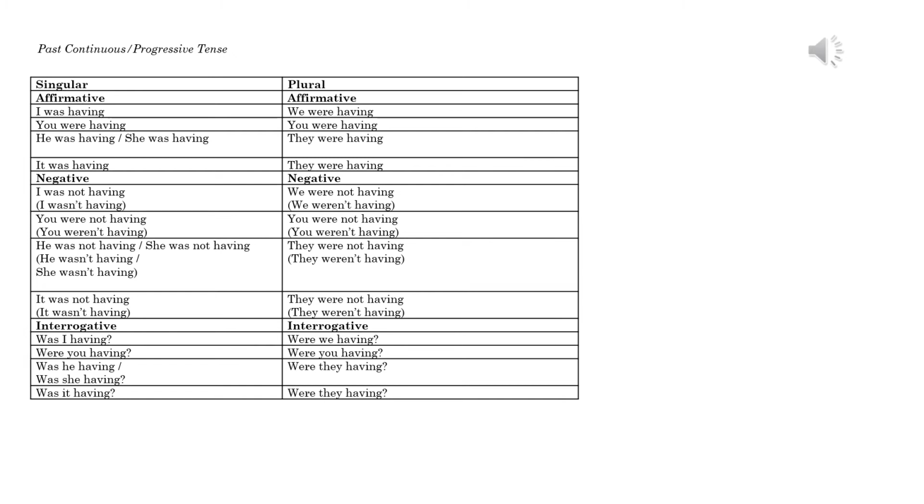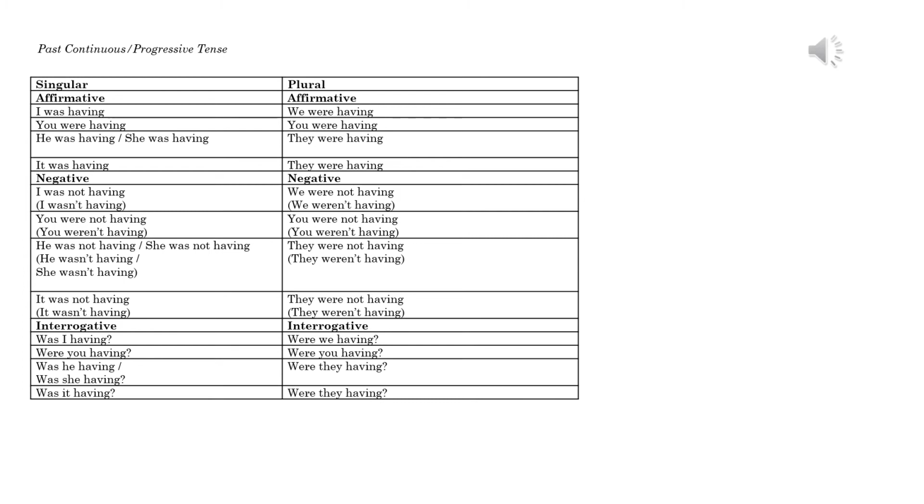Past continuous or progressive tense. Affirmative. I was having. You were having. He was having. She was having. It was having. We were having. You were having. They were having.